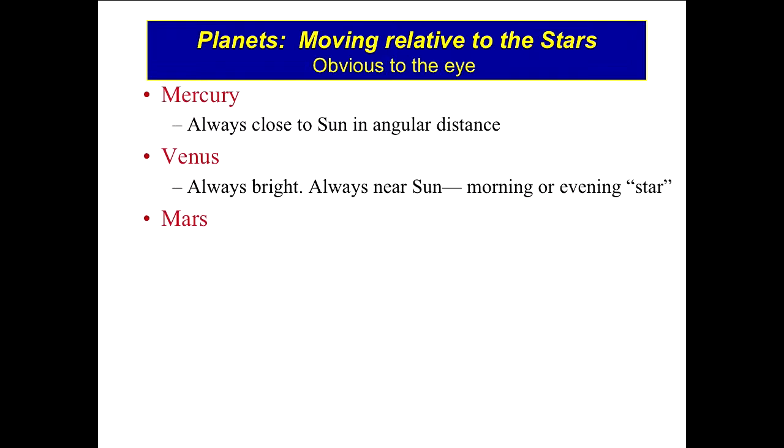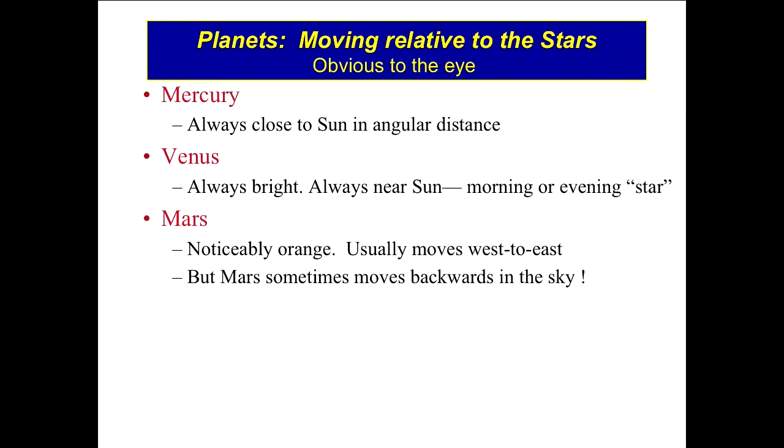Mars. Mars is the most interesting planet in terms of its motion, because not only is it noticeably orange, which, by the way, you will see when you find it in the next few nights, it's yellowy orange, but moreover, Mars moves against the stars, and here's a clue to your observing project. Mars always moves relative to the stars from the west toward the east against the stars, except when it doesn't.